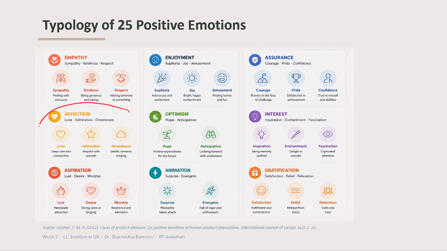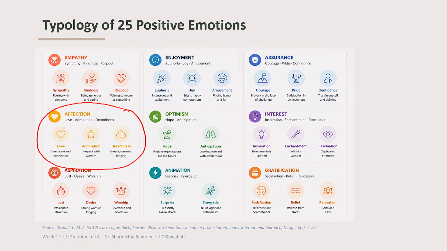Then comes affection. In affection, I have love, admiration and dreaminess. Love is when I deeply care and connect with somebody. So if you look at ads of Dairy Milk chocolate, they are designed around the emotion of love, where they are trying to say that you love somebody, you care about somebody, and it is a special occasion for them, and that's why you are gifting them this chocolate hamper.